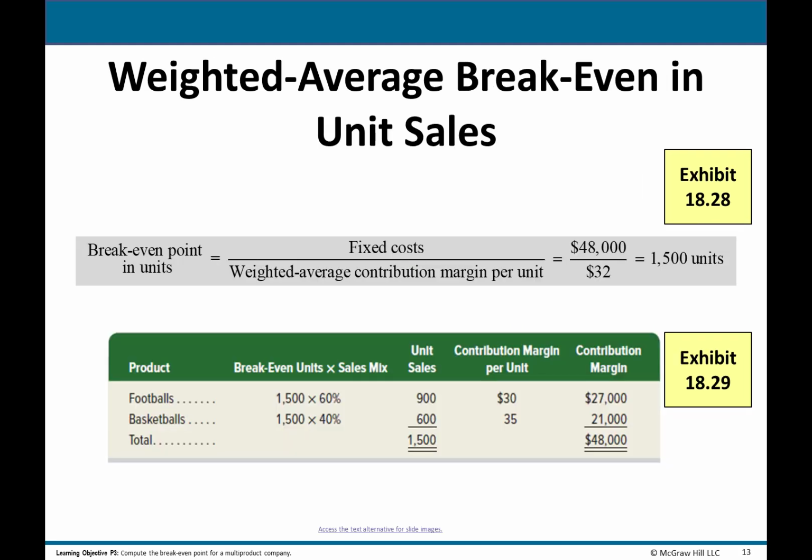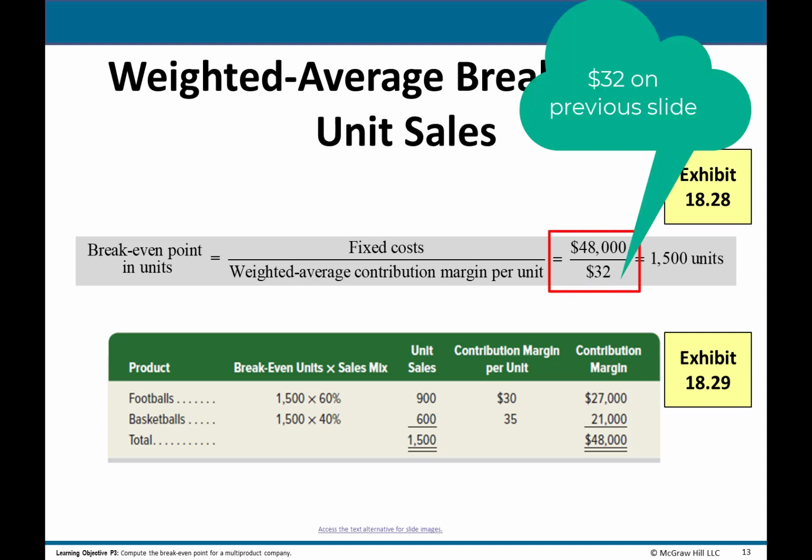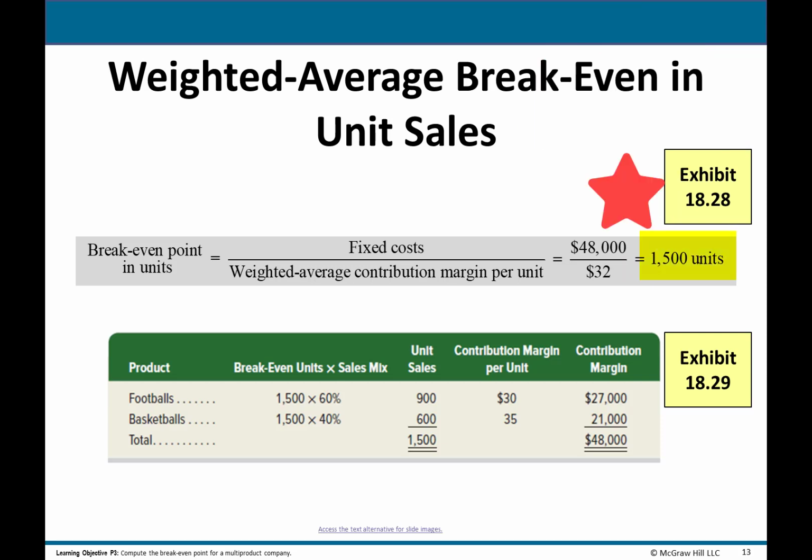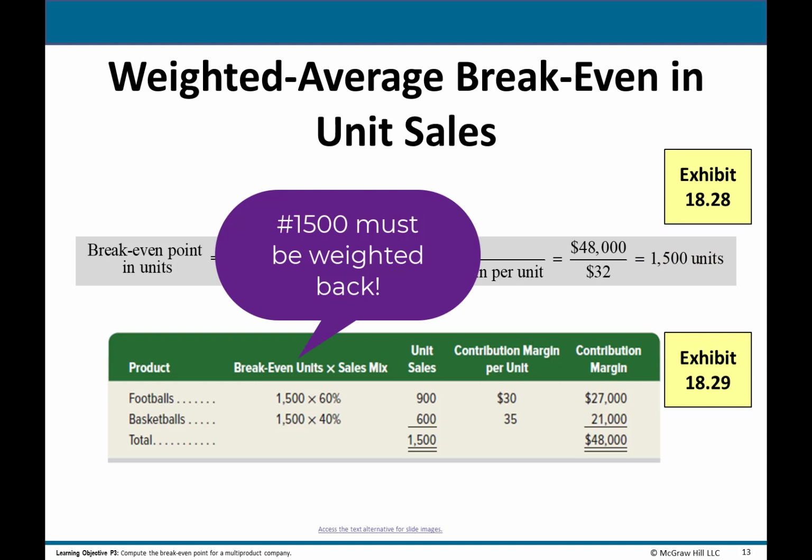When the fixed costs of $48,000 are divided by that weighted average contribution margin of $32, we came up with 1,500, what I've heard referred to as enterprise units. The thing is, we don't sell enterprise units. We sell footballs and basketballs. So the last step of this would be to break out that 1,500 units into footballs and basketballs by multiplying by the given percentages of the sales mix.